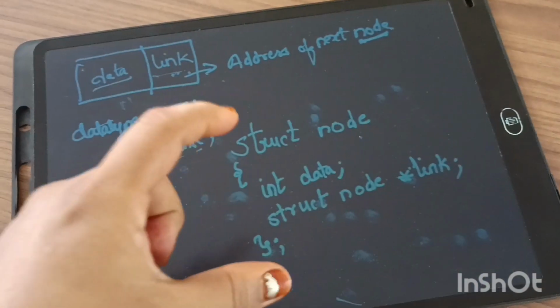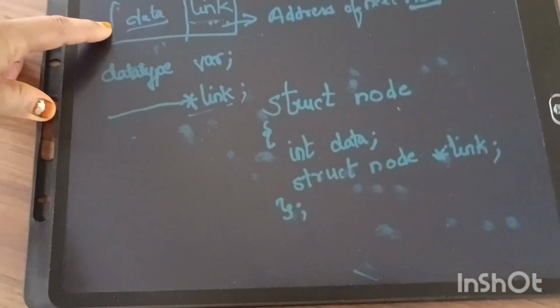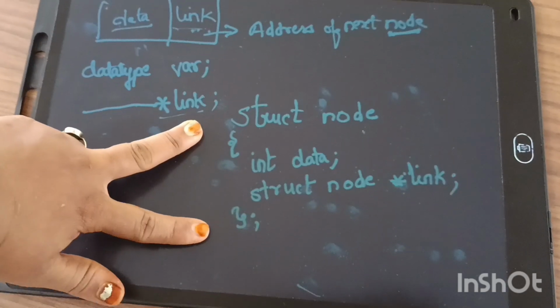So this is the first one, the linked list node. If we want to declare that node, we have to use this in C language.